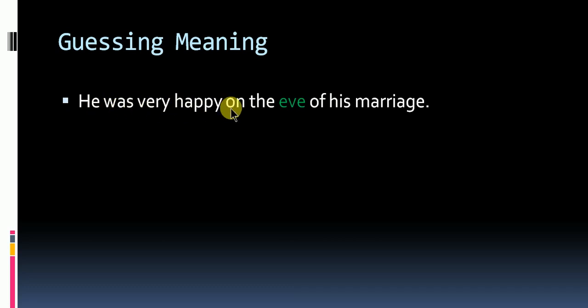He was very happy. When was he very happy? On the eve of his marriage. So from here we judge that it was his marriage when he was very happy. So what is the meaning of this phrase, on the eve? It means at the time of. The marriage gives the clue that it was the time of his marriage. It was the event, the occasion, the time of marriage. Okay, it means time, occasion.